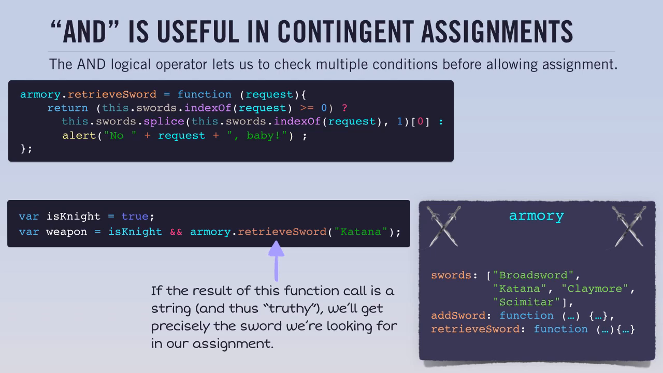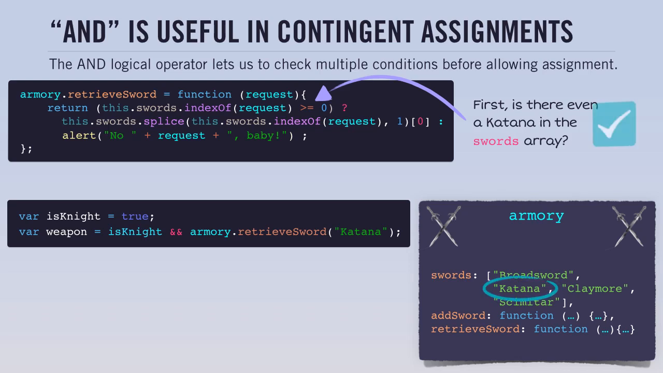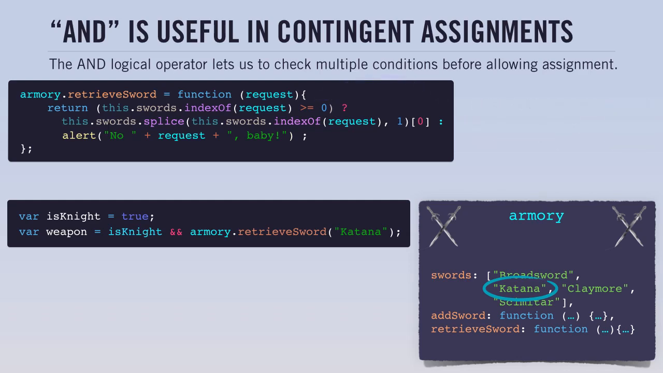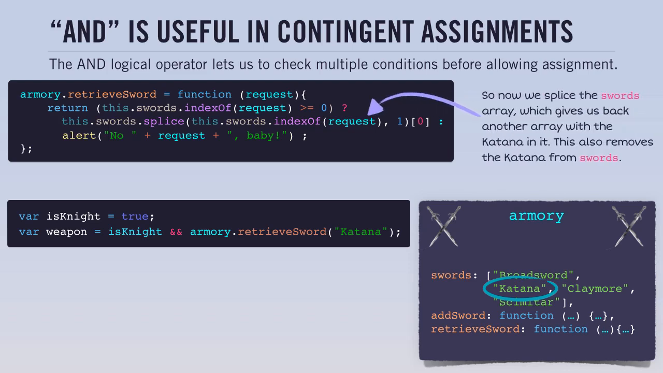So we'll get precisely the sword we're looking for, because remember that AND returns the final truthy value that it encounters. Cool, so let's see what happens when we try to get this katana assigned to the weapon variable. First, is there even a katana in the swords array? Our indexOf method goes over to the swords property, checks the array, finds a katana, ding, returns index 1. And since that is greater than 0, we get a truthy value in our condition, and the ternary will execute the splice method on the left-hand side of our colon.